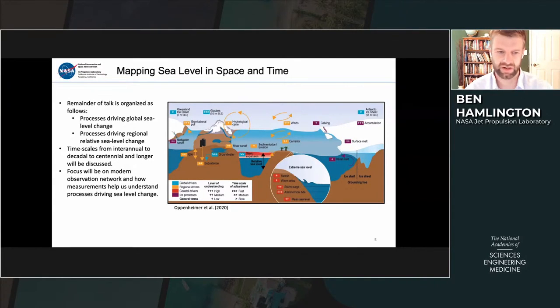And I'm going to focus largely here on the modern observation network. As Steve mentioned, I do a lot of work with satellite observation, so that's going to be my primary focus here. And I'm going to try to relay how we use those measurements to help us understand processes driving sea level change.